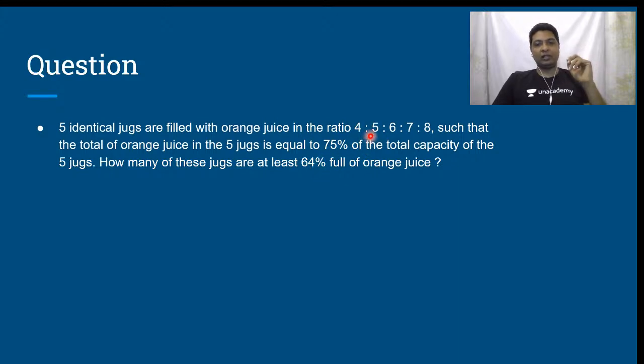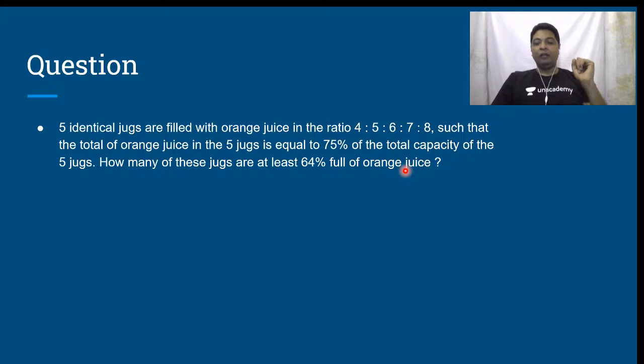So I cannot consider. How about 6? 6 would be 75. So if 6 units itself is 75%, then 7 will definitely be more than 64%. 8 will also be more than 64%. So how many jugs? The third, fourth, and the fifth jug over here, these 3 jugs will have more than 64% filled by orange juice.